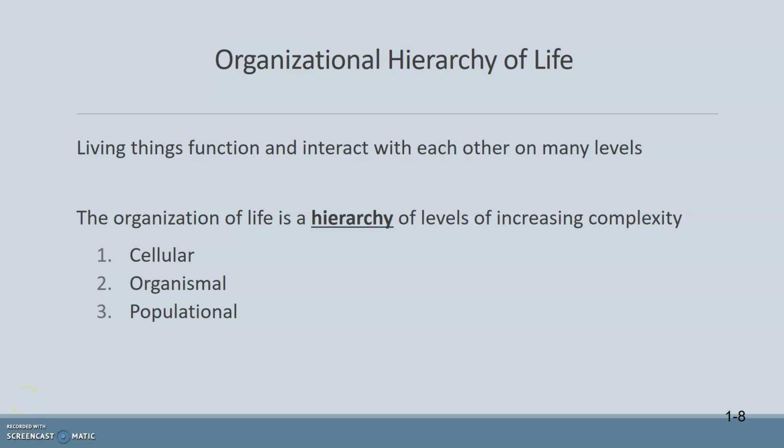And so now that we know what a living thing actually is and all the properties that are required for something to be considered alive, we need to think about how that life is organized, right? So one property of living things is that they have a high level of order and structure, and that organization or that order occurs at a lot of different levels.